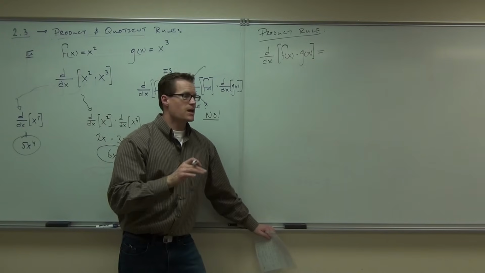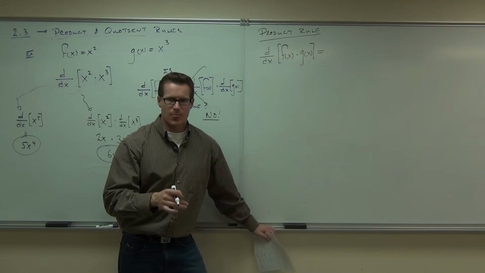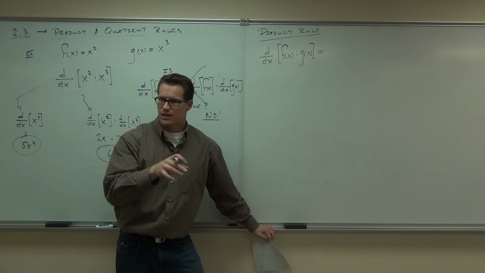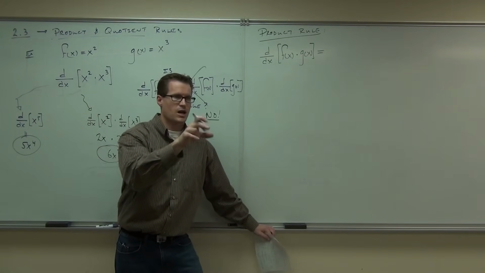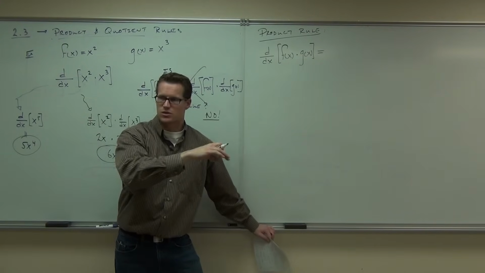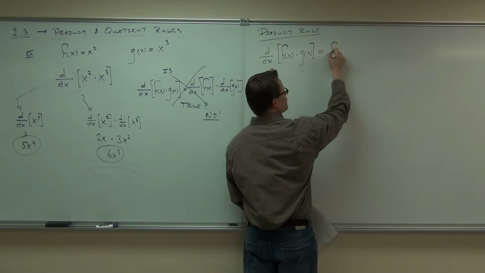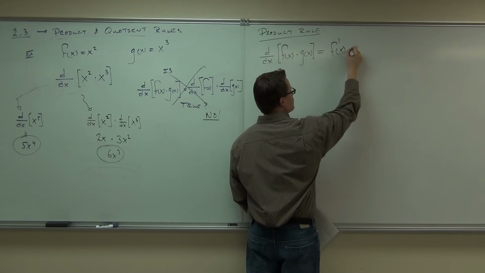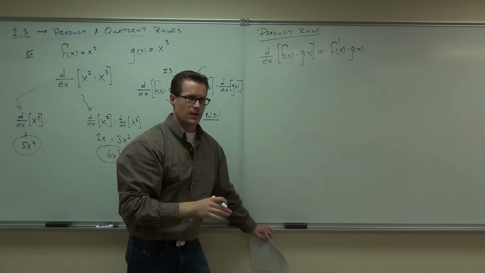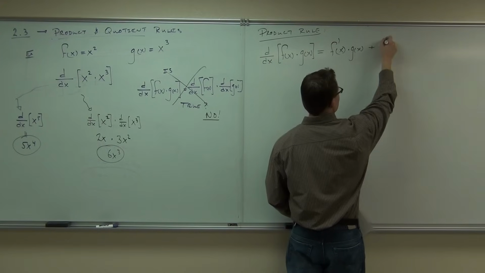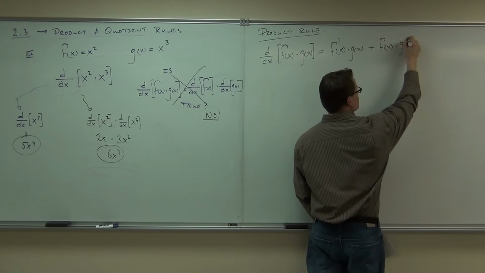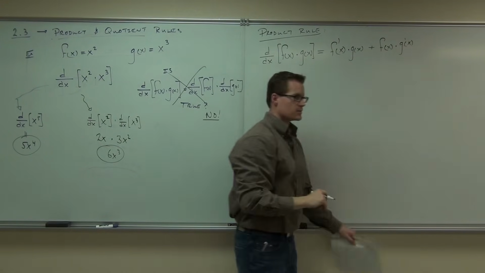So the product rule says, here's how we're going to go about taking the derivative of a product. We're going to take the derivative of the first function times the second function, plus the first function times the derivative of the second function. I'll write that out in symbols so you see it. You take the derivative of the first function times the second one. You leave the second one alone. You add to it the first function, left alone, times the derivative of the second.